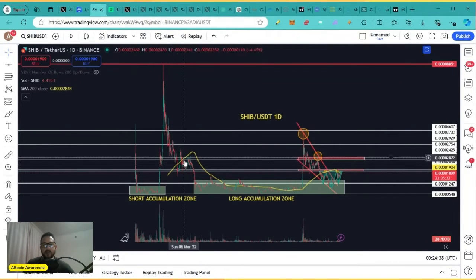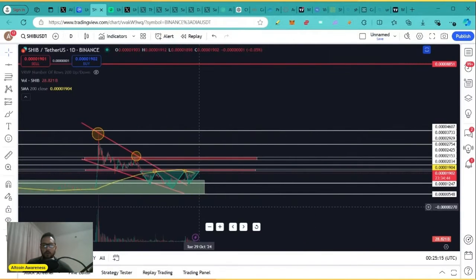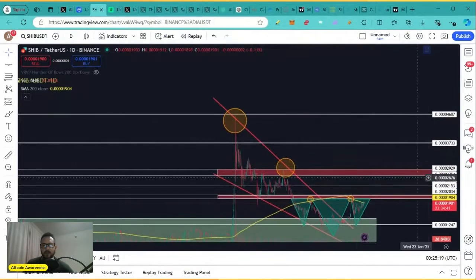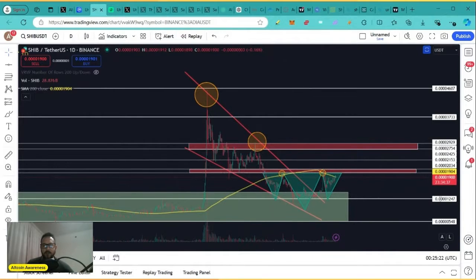We entered the markdown phase, broke below the 200 simple moving average, and then we had another long accumulation zone. This was the best opportunity for you to start scaling in and buy Shiba Inu for the upcoming bull run. Recently, in February of 2024, we had a nice breakout and it ran to this level at 0.404607. And then again, people took profits, markdown phase, and we formed this falling wedge that has a 70% chance of breaking to the upside.